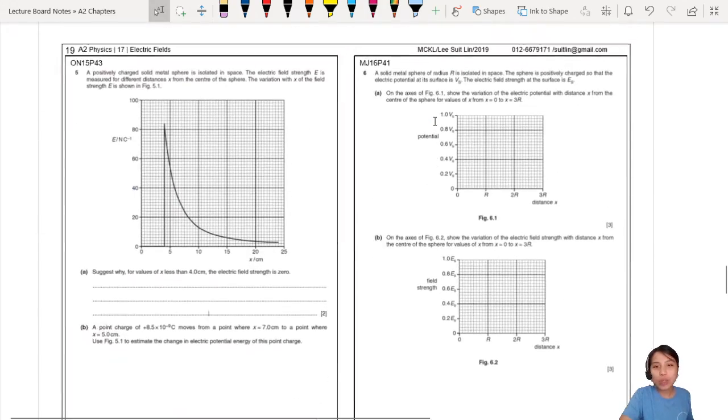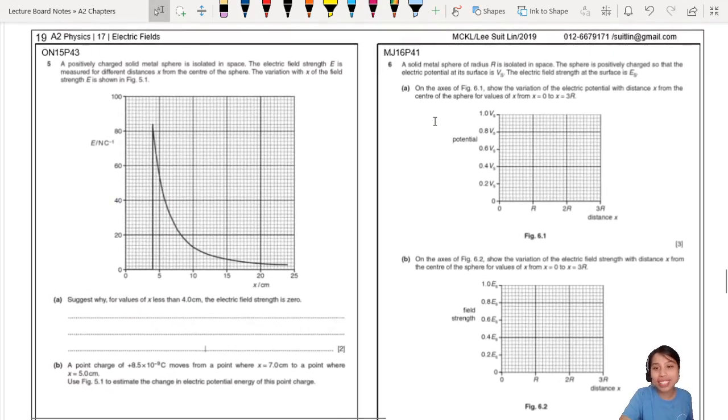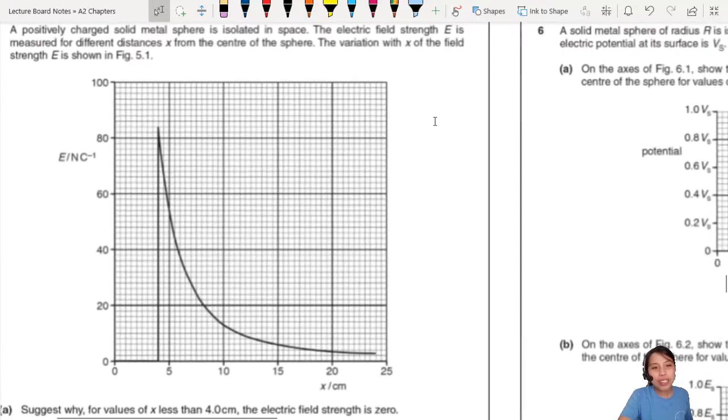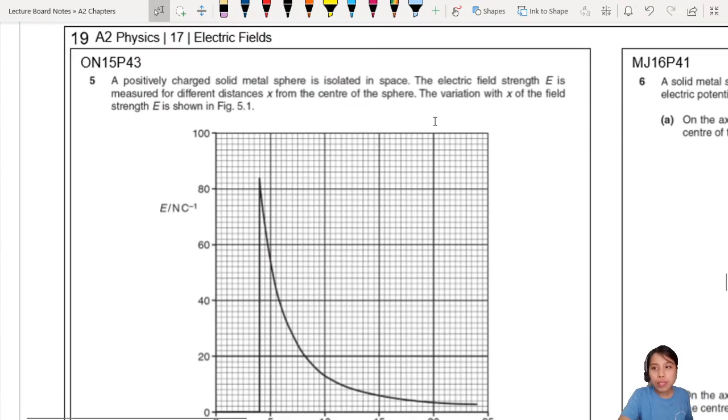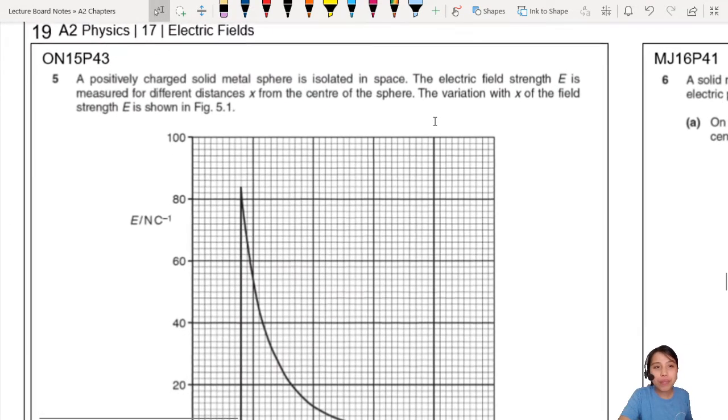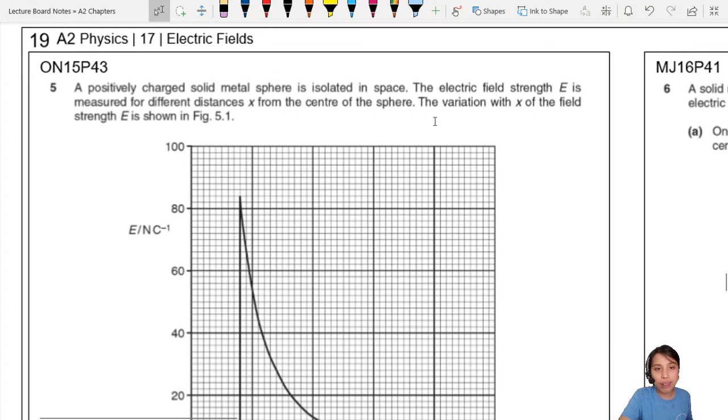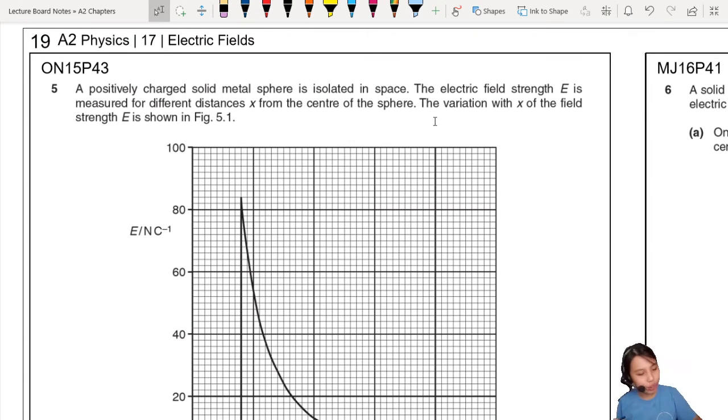Next 2 questions are beautiful graph questions. Lots of graph questions. Let's start with this one first. This is ON15 P43 Q5. Go check out the question if you haven't, because this one also needs some thinking. So we have a positively charged metal sphere. When they say sphere, it's not a point charge anymore. The electric field strength is measured. Now it's an E graph from the center of the sphere.